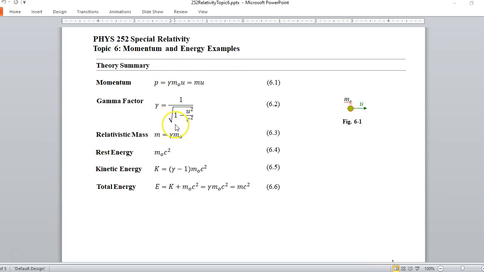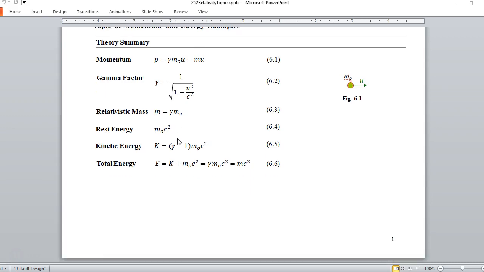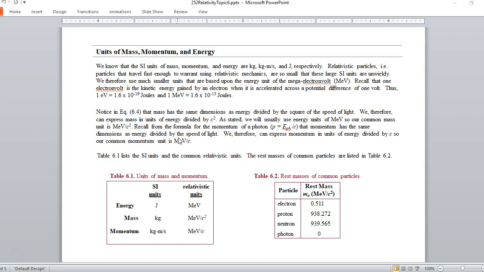You can find these in the last presentation, and also don't forget to look at the summary notes. You'll find these equations summarized there. Okay, now before we do the examples, a word about units. That's on the next slide. SI units: mass, kilogram; momentum, kilogram meter per second; energy, joule. They're humongous when we're talking about these small particles.